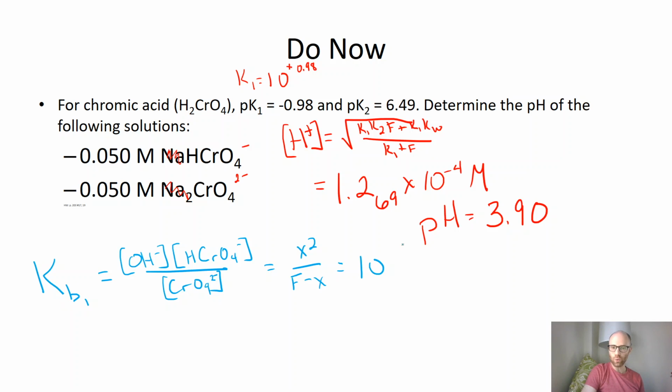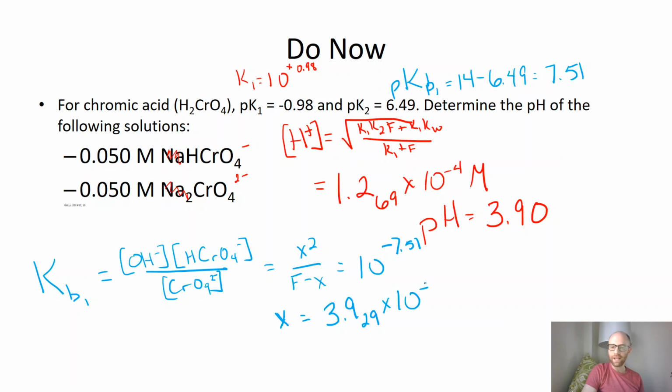and because pKb1 is related to pK2, they should add up to 14. So pKb1 is equal to 14 minus 6.49 is equal to 7.51. This should be equal to 10 to the negative 7.51. Throwing this into your graphing calculator, this should give you a value of x, this being the hydroxide concentration, of 3.929 times 10 to the negative fifth molar, and that yields a pH value of 9.59, which does make sense considering that it's a base.